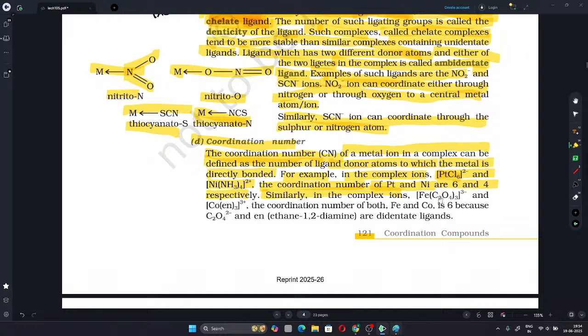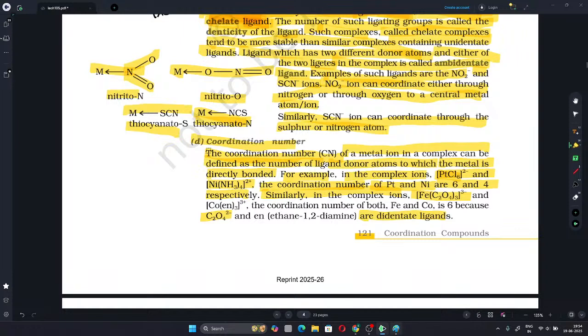Similarly, in the complex ions Fe(C2O4)3, where C2O4 is the oxalate ion and has a denticity of 2, and Co(en)3, the coordination number of both Fe and Co is 6, because ethane-1,2-diamine and oxalate ion are bidentate ligands.